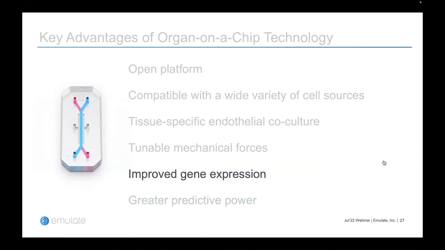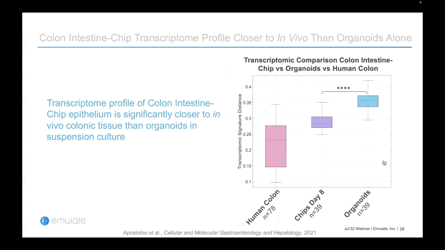Okay, so we talked about how endothelium and flow is important for driving that functionality and looking at new mechanisms, and how stretch is also important for driving maturation, functionality, and looking at new mechanisms of biology. Here we're going to show you how that impacts the gene expression profile of the model. Again, just looking here at our colon intestine chip, we're looking at the transcriptomic profile.